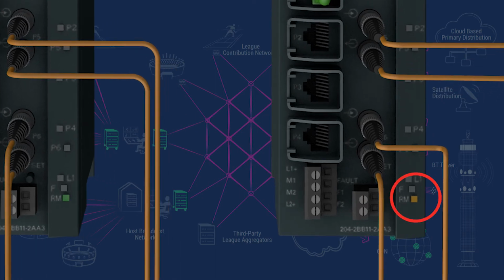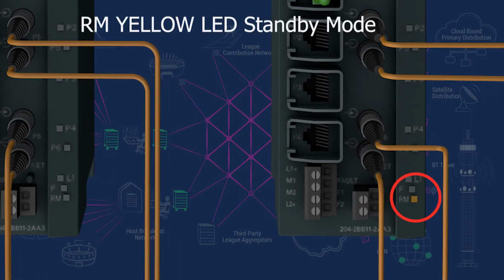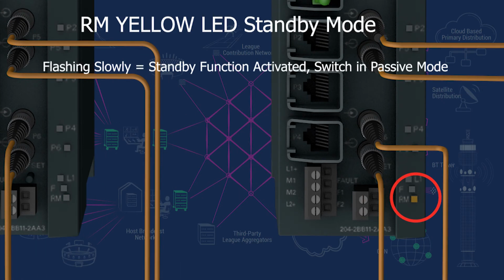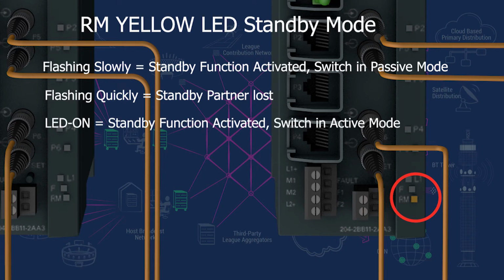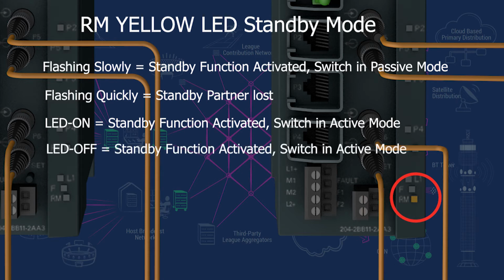Sometimes in a ring there is a standby ring manager. The color of the RM LED of the standby ring manager will be yellow. If the yellow LED is flashing slowly, it means that the standby function of the switch is activated and the switch is in passive mode. If the yellow LED is flashing quickly, it means that the standby partner is lost. If the yellow LED is on, it means that the standby function of the switch is activated and the switch is in active mode. If the yellow LED is off, it means that the standby function is not activated.